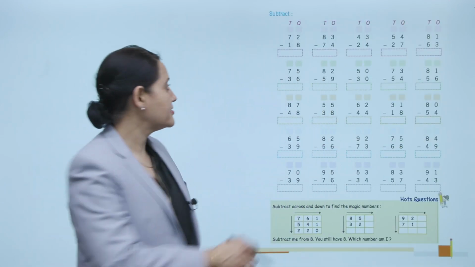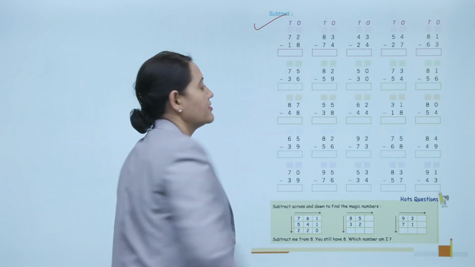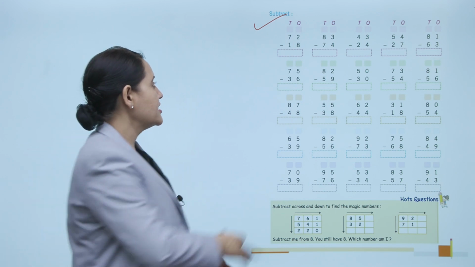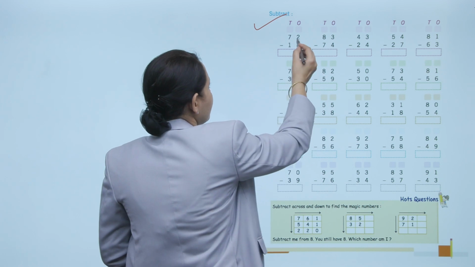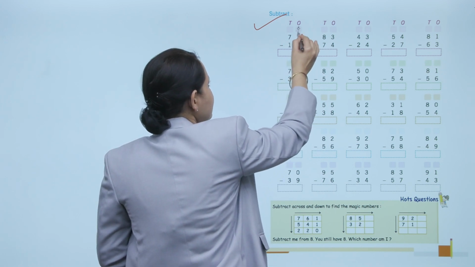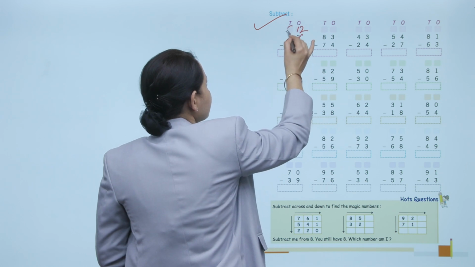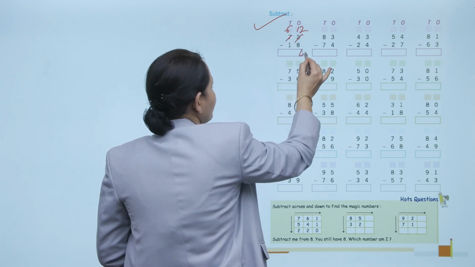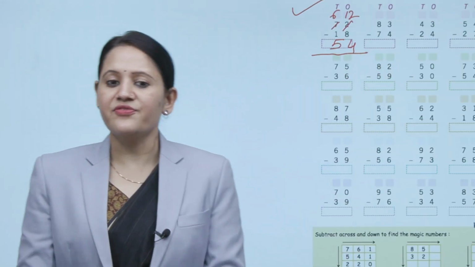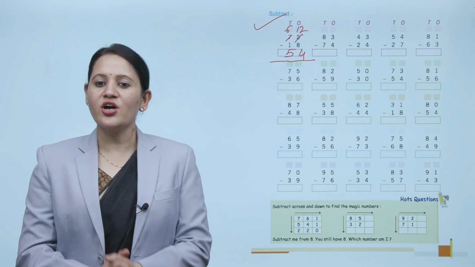Next, subtract. We have to subtract 18 from 72. Start from ones. We have to subtract 8 from 2. That's not possible. So borrow from tens. 12 and 6. 12 minus 8, that is 4. 6 minus 1, that is 5. So answer is 54.